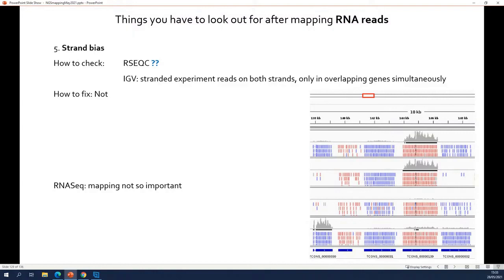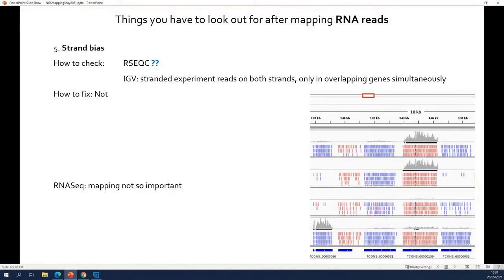What you don't expect to see in a stranded experiment is a mix. Regions where you have both blue and red. That is strange. Unless it's in overlapping genes, there you will have a mix. But in the regions where there's no overlap between genes, you expect to see only one color. If you have done a stranded experiment, the best way to check is IGV. If you see a mix everywhere, it means, again, your sequence provider has messed things up and hasn't made a stranded library.